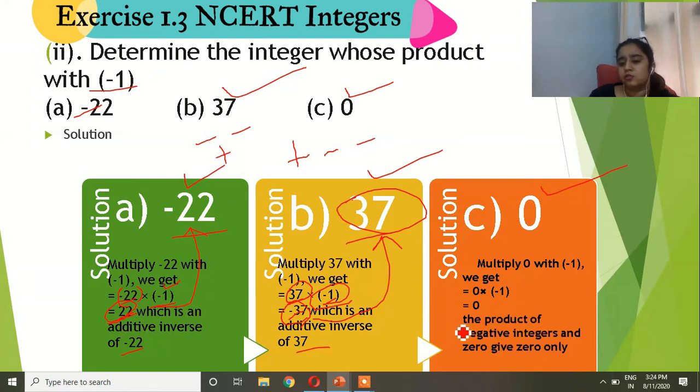So here I mentioned that the product of a negative integer and 0 gives 0 only. It means that we have done the product of a negative number, that is minus 1, with 0. So we will get the answer 0 only. So we have completed the third question, first and second part.